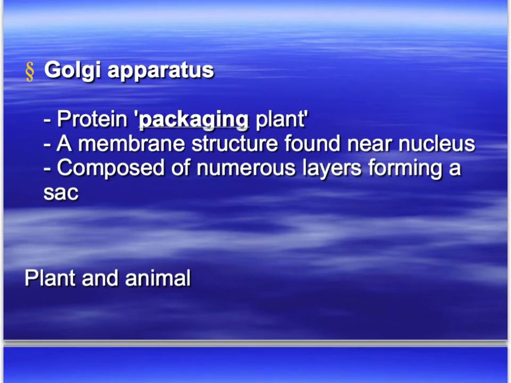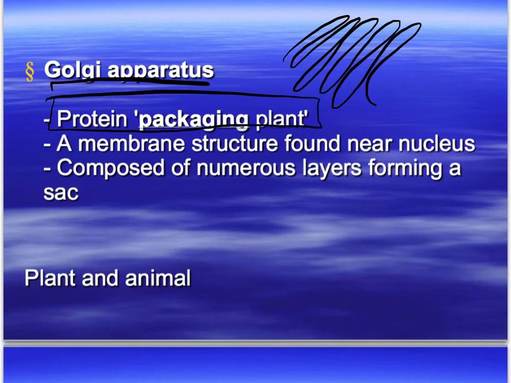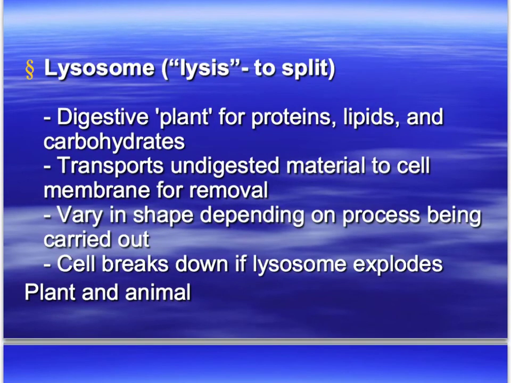The Golgi apparatus. The Golgi apparatus is another one of these squiggly looking organelles that looks very similar to the endoplasmic reticulum. One of the big, easy distinguishing characteristics that separates the Golgi apparatus from the ER is that the ER is attached to the nucleus. The Golgi apparatus is not. This is considered to be the packaging plant. It's a membrane that's found near the nucleus but is not attached to the nucleus. It is composed of numerous layers forming a sac. This is found in both plants and animals.